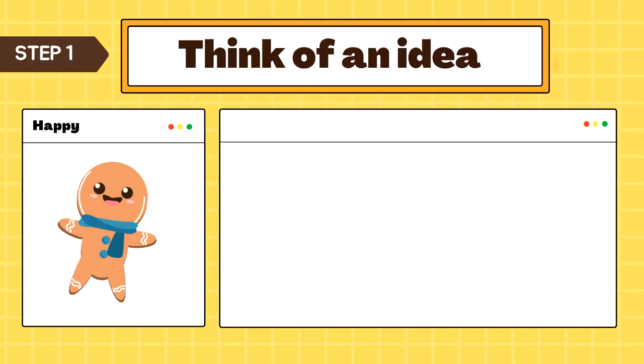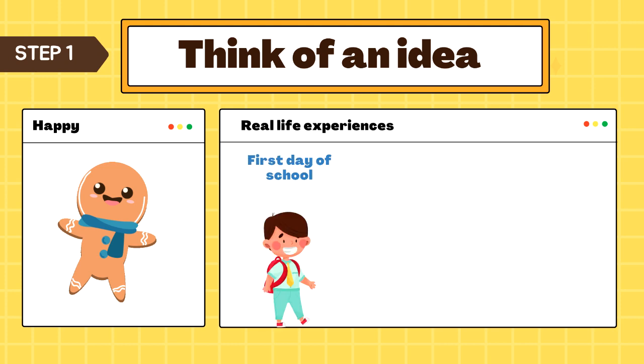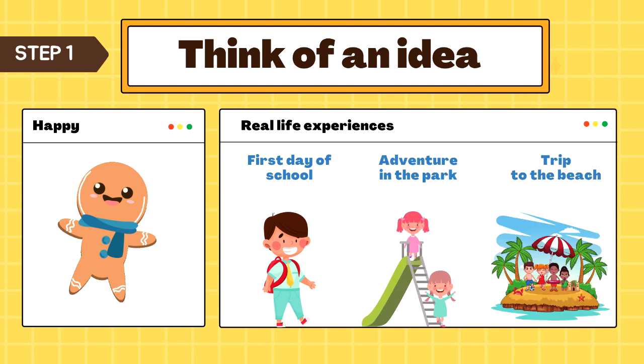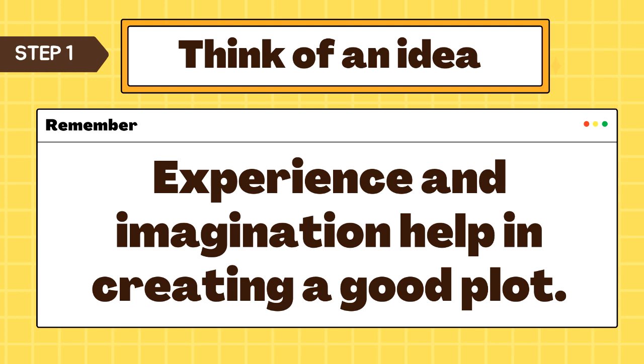If you want the reader to feel happy, you can think of events that will support that happy feeling. You can draw inspiration from real-life experiences, such as your first day of school, an adventure in the park, or a trip to the beach. Experience and imagination help in creating a good plot.